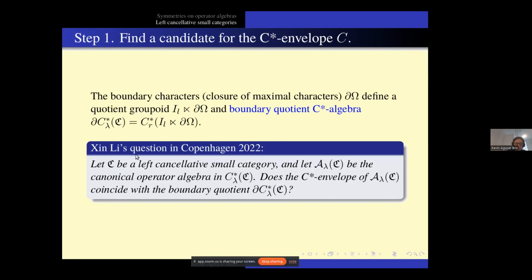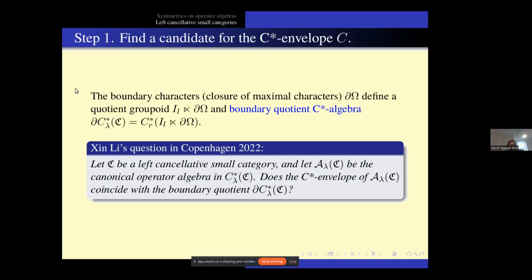And here, there was a workshop in Copenhagen in the autumn of 2022 where Xin Li gave a lecture series. And at some point, he posed this question explicitly. Given this operator algebra from a left-cancellative small category that I mentioned earlier, what is the C-star envelope of this? Could it be the boundary quotient? So Xin already answered step one here. He found a candidate for us. So this is where we came in and thought maybe we can actually answer this question. We have a concrete model for what the boundary quotient is. We understand what the operator algebra is. Can we now use our general theory about these coactions to answer this question? And this is what I'll spend the last few minutes talking about.